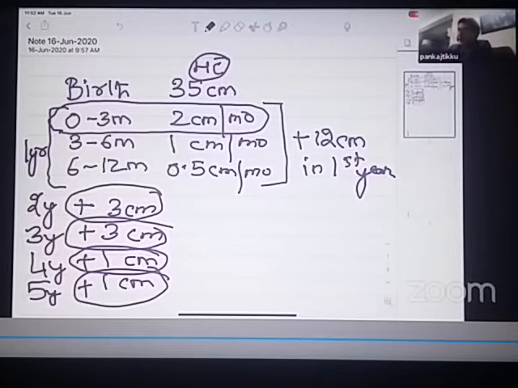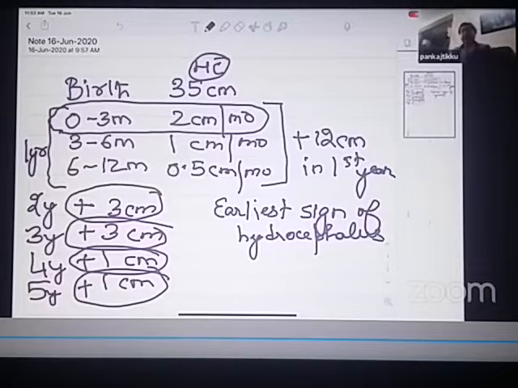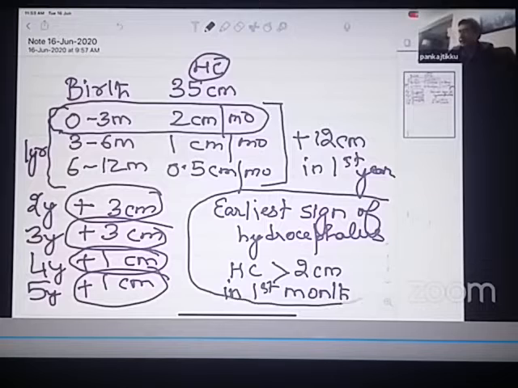So the earliest sign, please remember this, the earliest sign of hydrocephalus. Hydrocephalus is a very large head. Earliest sign of hydrocephalus, and I am saying it is just a suggestive sign. It is not confirmatory. It is just suggestive of hydrocephalus if the head circumference grows more than 2 centimeters in the first month of life. This is a very, very important thing that I am telling you.